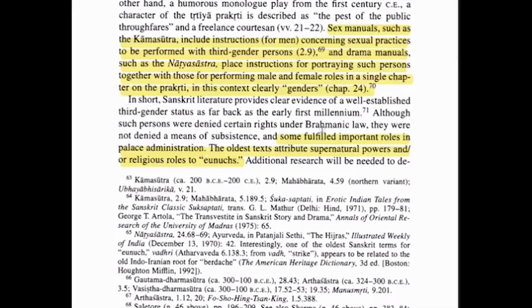So some fulfilled important roles in palace administration. The oldest texts attribute supernatural powers and or religious roles to eunuchs. So basically it's saying important roles in the administration. So that's just like in our government, high-ranking people in Congress and all over, there's just filled with eunuch priests. And they believe that these eunuch priests have superpowers, as it says. So the power from the spirit of Inanna or Ishtar, the mother goddess, that's what they worship. That's what this whole society is about.